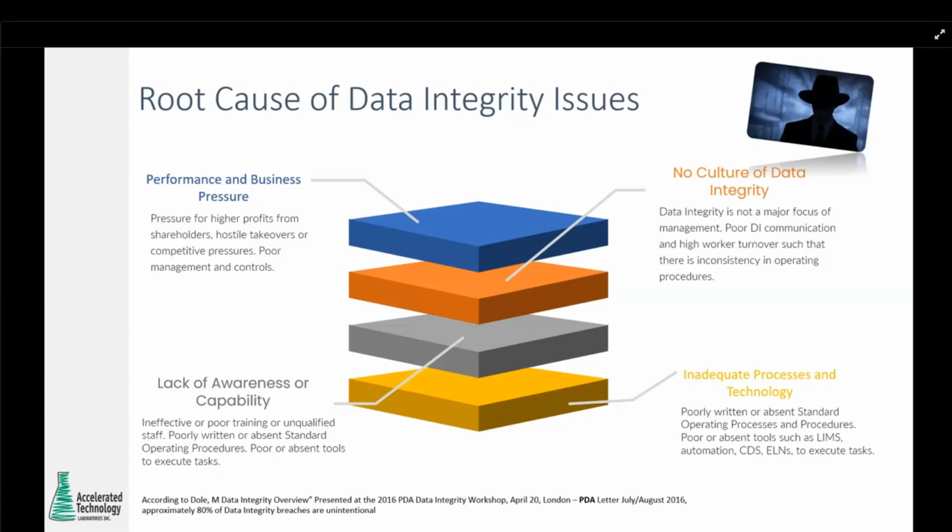So if there aren't any computerized systems with adequate training that people can utilize to record their data, or if there are no SOPs to be followed that are updated, there are no training records that the processes have been trained on. So here's just a few examples, and it's interesting that in 80% of the cases where there are data integrity issues, it is due to unintentional action. So only 20% are on purpose.